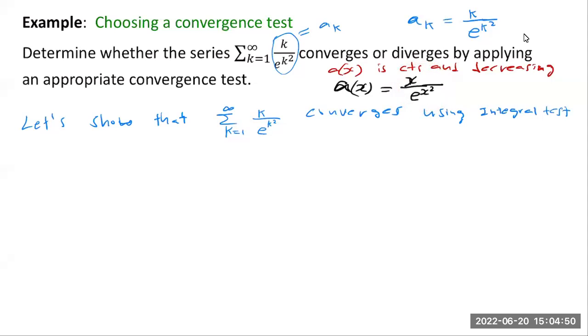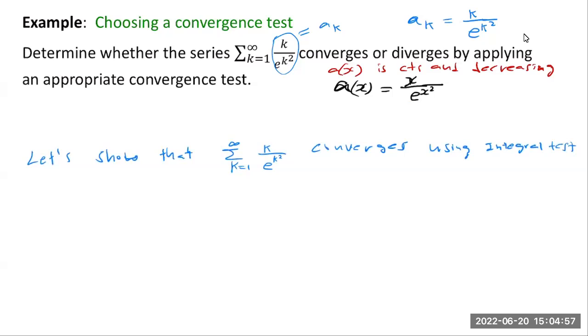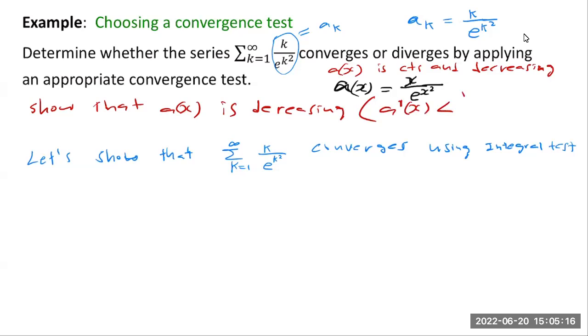How do you show that this is a decreasing function? Take the derivative and show that the derivative is negative. I will leave that as an exercise: show that a(x) is decreasing. Basically, show that a prime of x is negative. It's a very simple calculation. You can easily see that a prime of x is less than 0, so that means this function is decreasing.